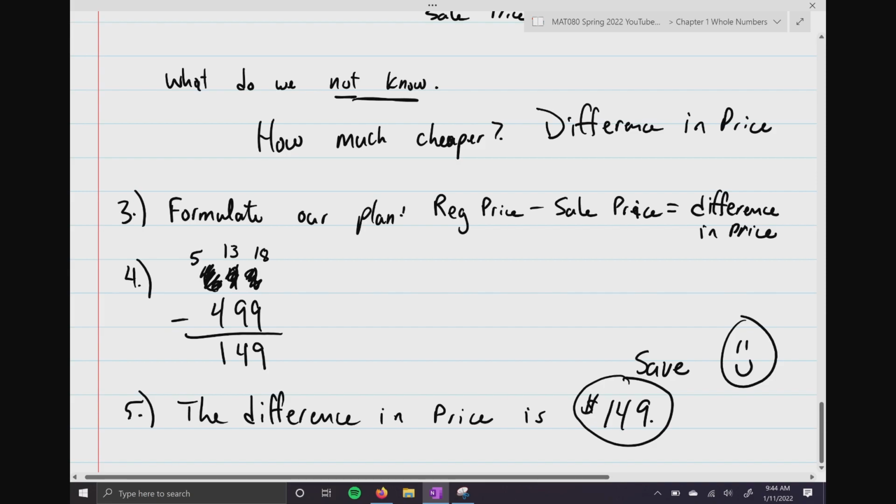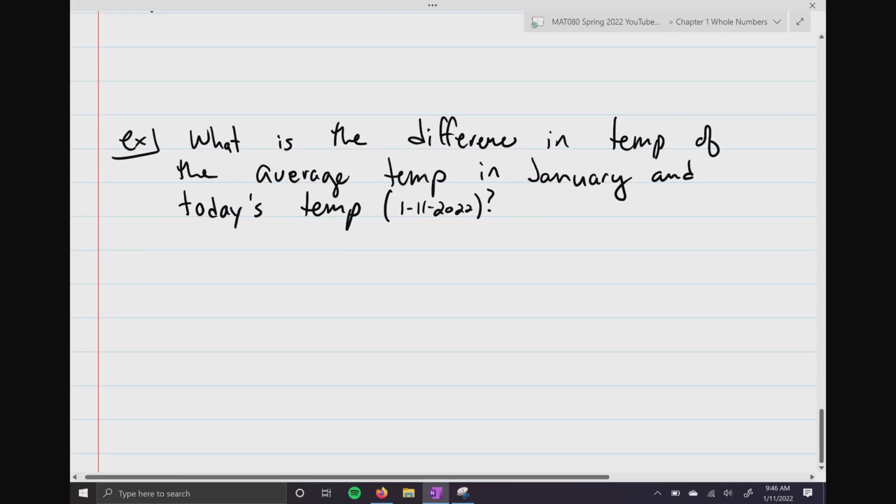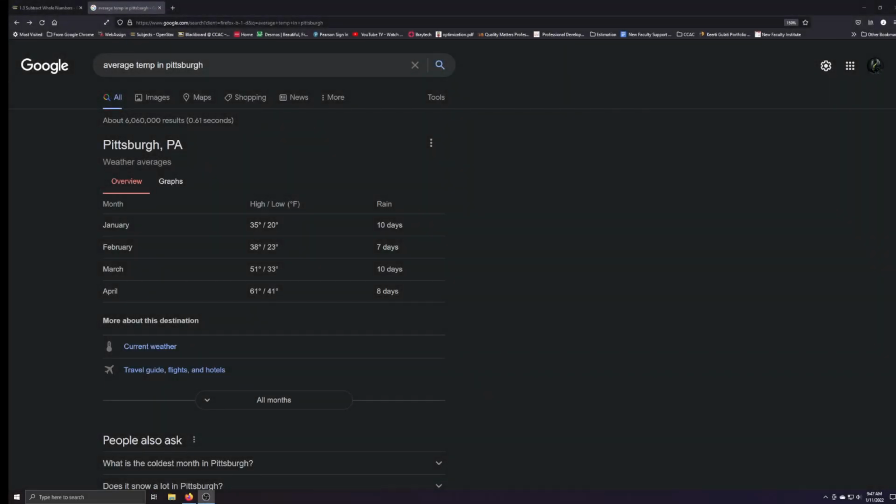So let's look at one more example here, one more application. Okay, so here's our next problem. So we're going to find what is the difference in temperature. Maybe I should have written out the word temperature. All right, there we go. So what is the difference in temperature of the average temperature in January and today's temperature? So I'm recording this video on January 11th, 2022. So we're going to have to do some investigative research here. So, all right, here we go.